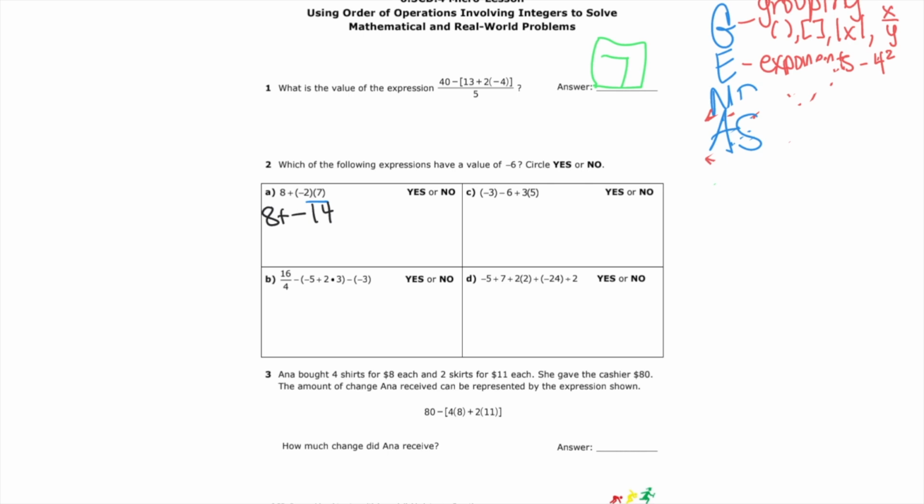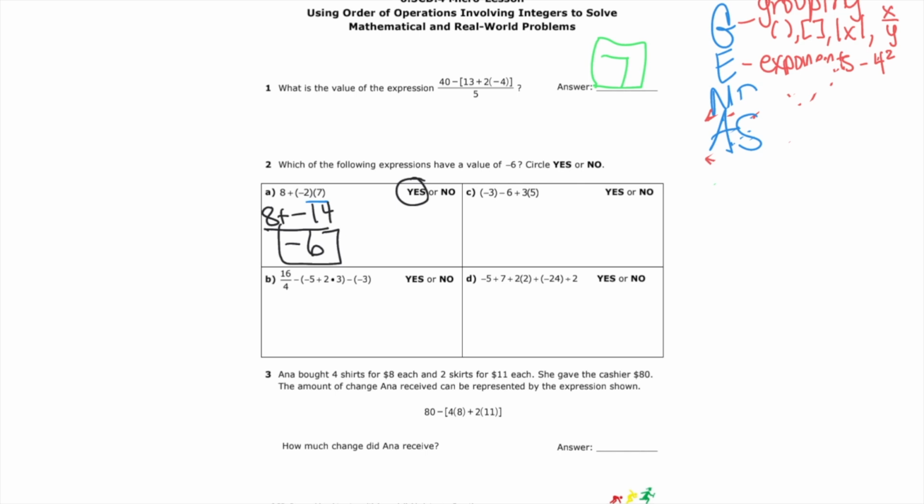So I have 8 plus a -14. Do I have more positives here or do I have more negatives? I have more negatives, and it's an addition problem. So I have 14 minus 8 because it's adding opposites. I have more negatives, so my answer is going to be a -6. Look, it does represent what I'm looking for, so I'm going to circle yes here.